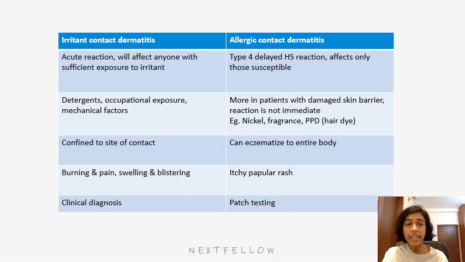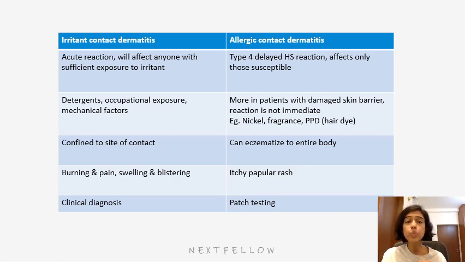Irritant contact dermatitis will occur with things like strong detergents and occupational exposure, so people whose hands are constantly in some chemicals or in detergents and water. Mechanical factors will be involved as well. There's a lot of friction causing disruption of your skin barrier. So very often hand dermatitis is an irritant contact dermatitis.